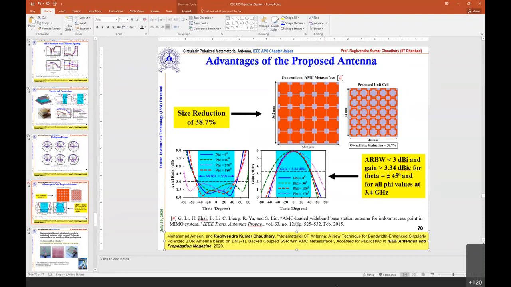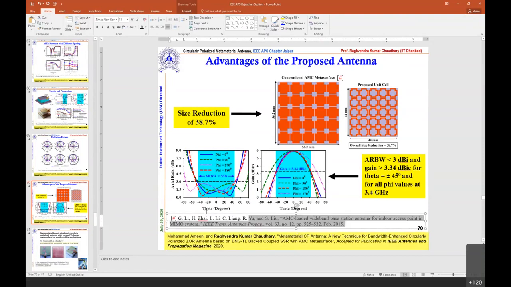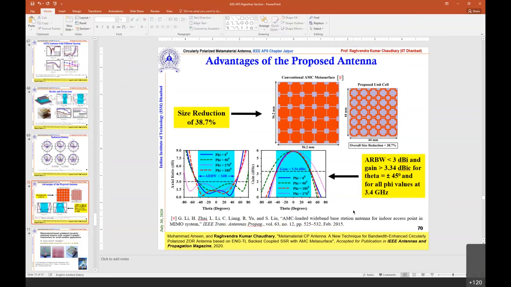Yeah, so the next question is how the virtual ground offers high capacitance? It depends on the structure, actually. Correct. It depends on the structure. Again, I would say it depends on the structure.